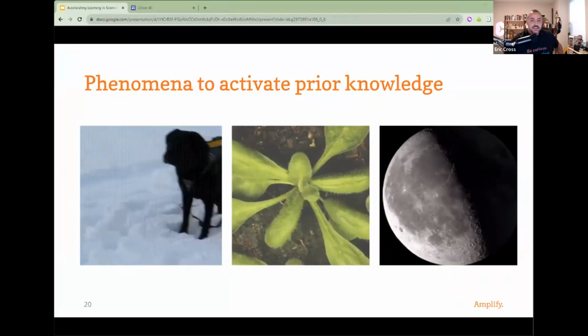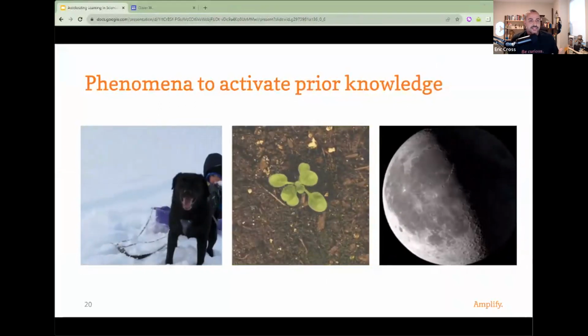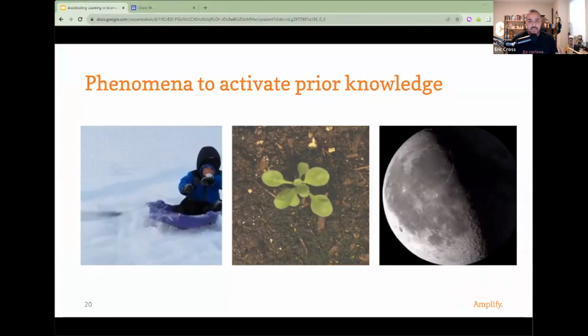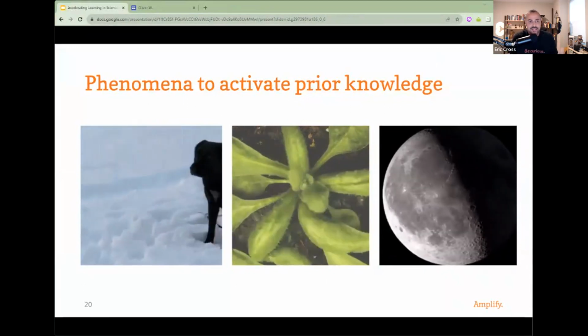Here we go. So one of the questions we ask is, we have all this information about literacy and reading, writing, speaking, communicating. And then what does this look like practically in a science classroom?